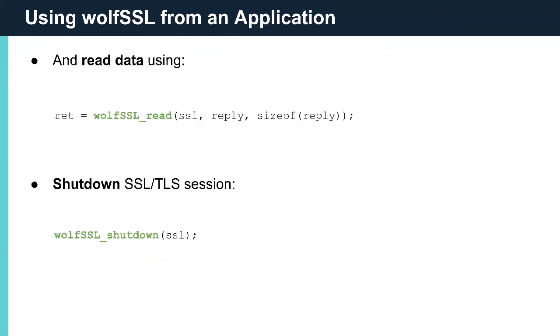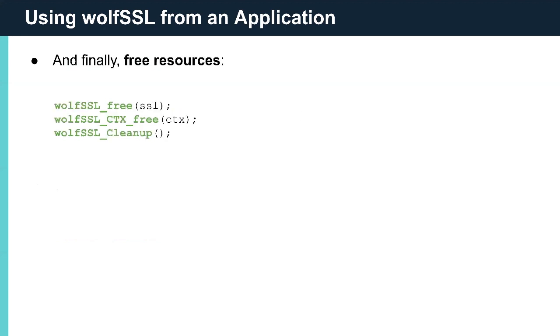Just another note on that: when you shut down in both directions, where you send your close notify and you wait for the close notify to come back, that's called bidirectional shutdown. You'd usually want to do that if you're going to keep using that socket after the session has been shut down. Finally, when you're done doing TLS operations, you can free up your resources. You can free the SSL session using wolfSSL_free, the context with wolfSSL_CTX_free, and then free the library resources by calling wolfSSL_Cleanup.